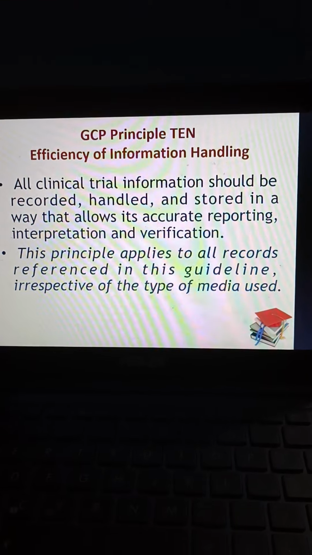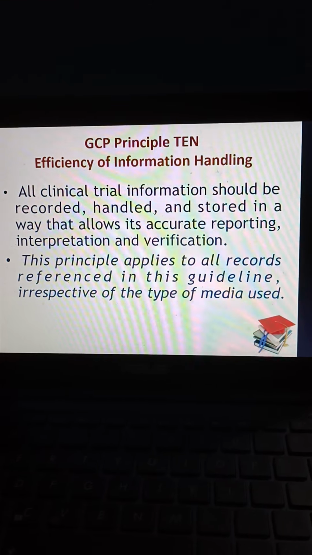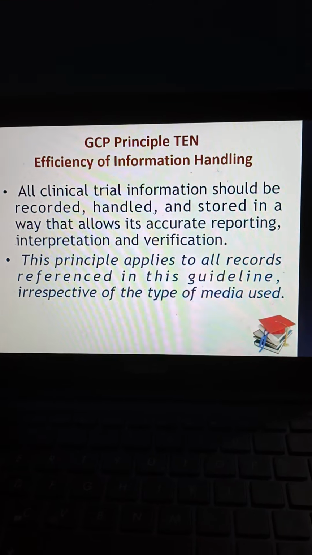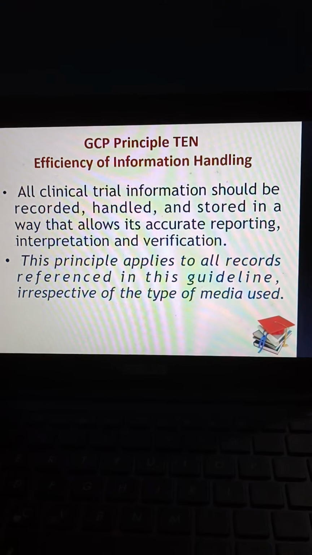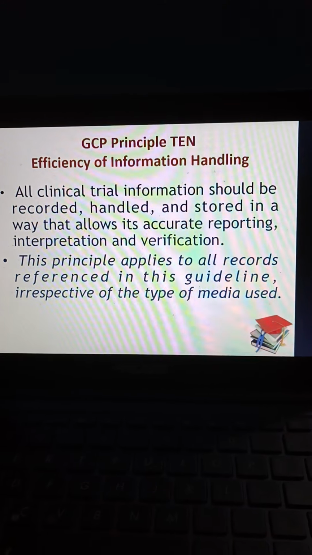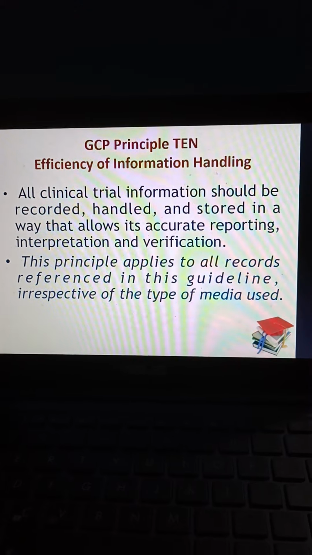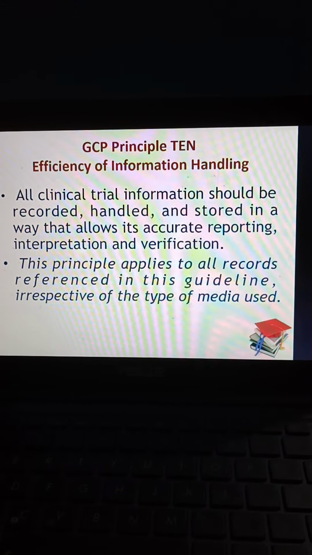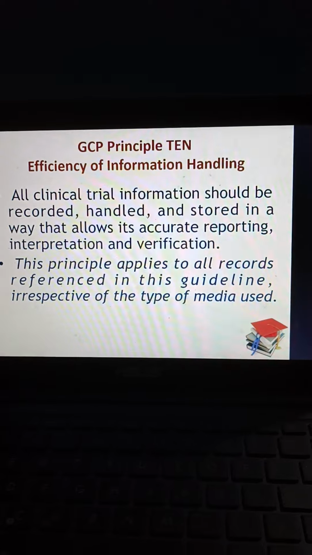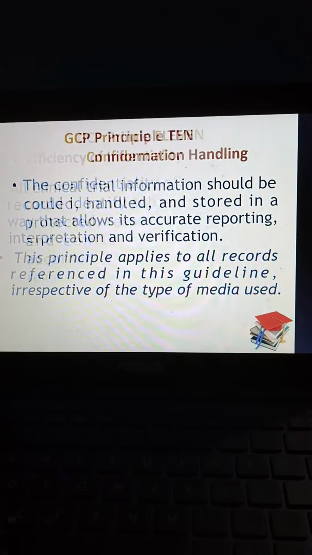Then GCP Principle 10: Efficiency of information handling. All clinical trial information should be recorded, handled and stored in a way that allows its accurate reporting, interpretation and verification. This principle applies to all records referenced in this guideline irrespective of the type of media used.